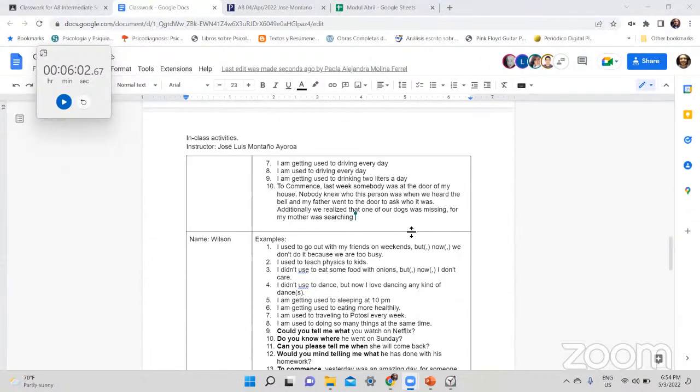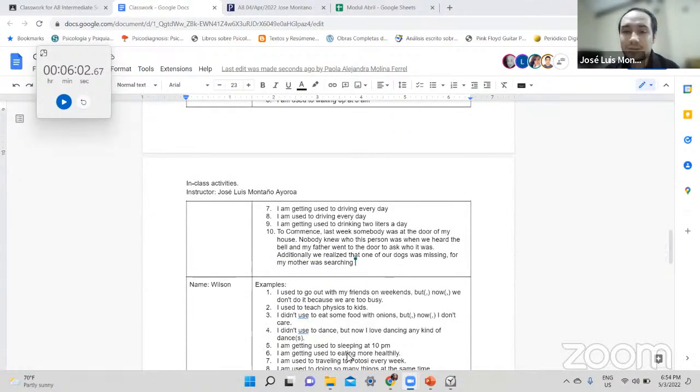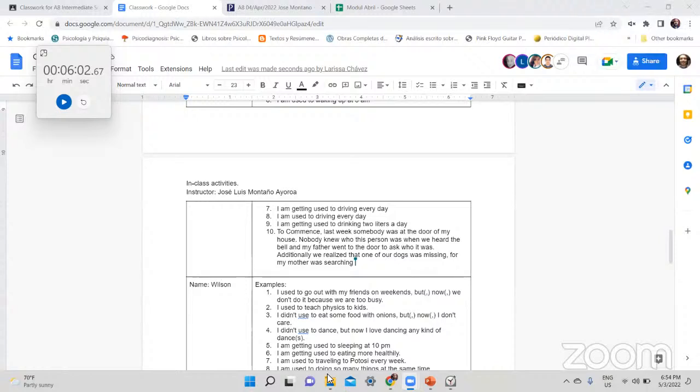Then I'm going to work with you, please, Paola. Let's read your ideas, please, Paola. "To comment, last week somebody was at the door of my house and nobody knew who this person was. When we heard the bell, my father went to the door to ask who it was. Additionally, we realized that one of our dogs was missing, for my mother was searching." Thank you very much, Paola.